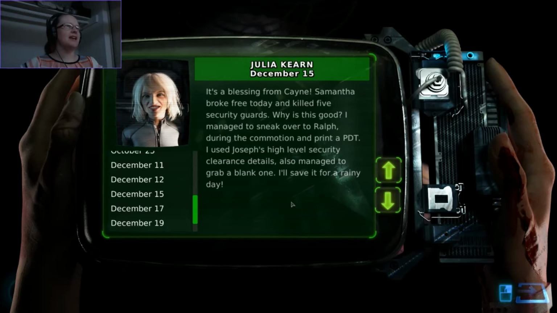Samantha broke free today and killed 5 security guards. Why is this good? I managed to sneak over to Ralph during the commotion and print a PDT. I used Joseph's high-level security clearance details, also managing to grab a blank one. I'll save it for a rainy day.